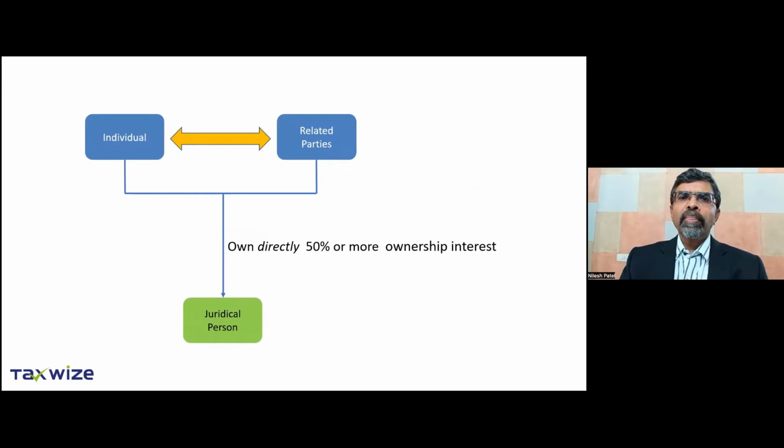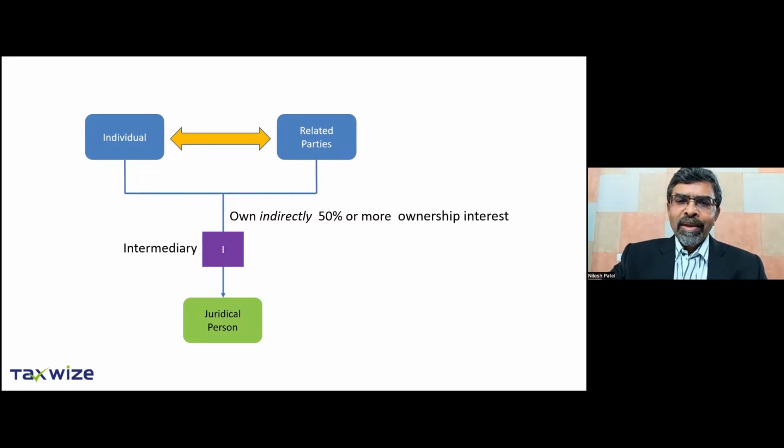This is a case where an individual, along with his or her related parties together, directly hold 50% or more ownership interest in a juridical person. Next is the case where the individual, along with his or her related parties, indirectly own through an intermediary 50% or more ownership interest in a juridical person.